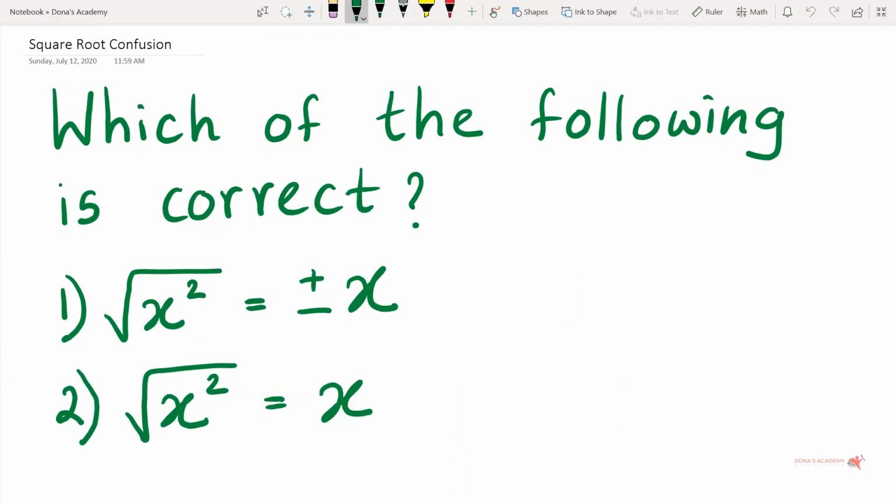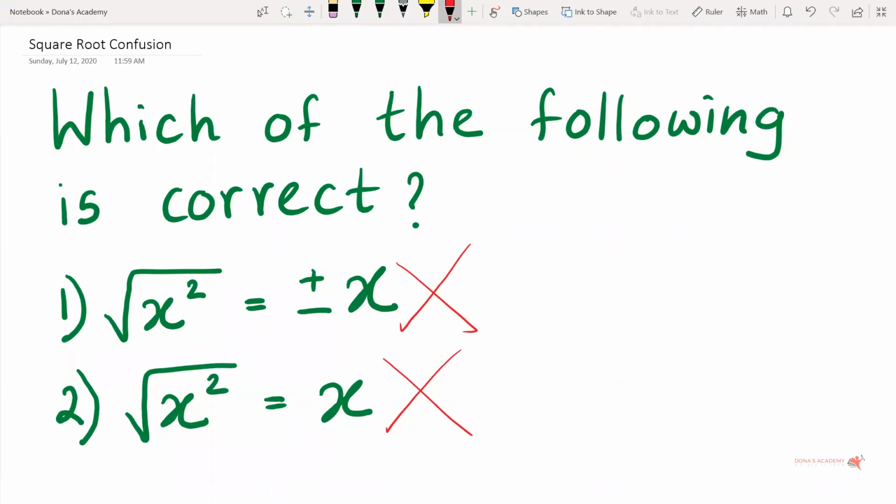Alright, so what did you think about this question? What was your answer? Is it the first one or the second one? Indeed, you'll be surprised. The correct answer is none of them are correct. Both are incorrect. I know you are surprised and confused, so let me explain the correct answer.